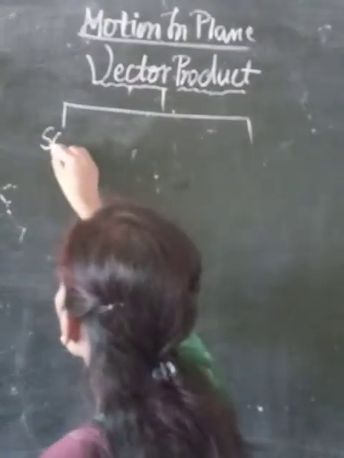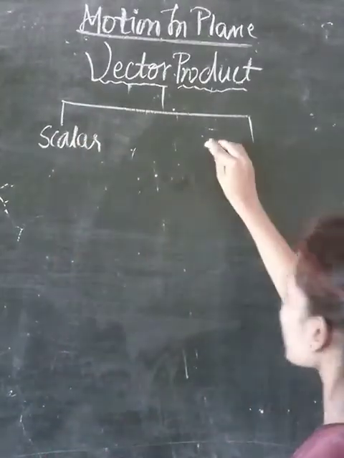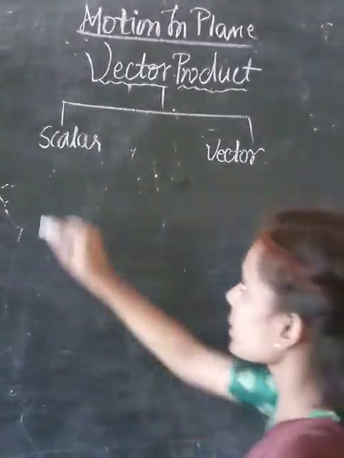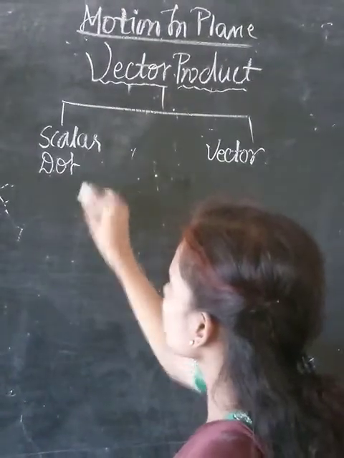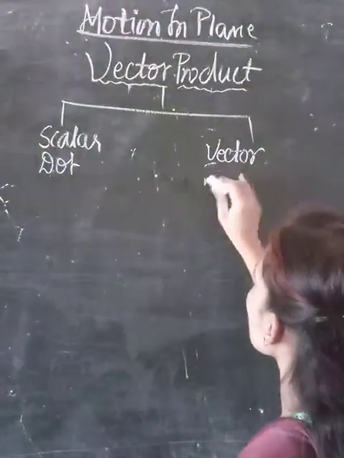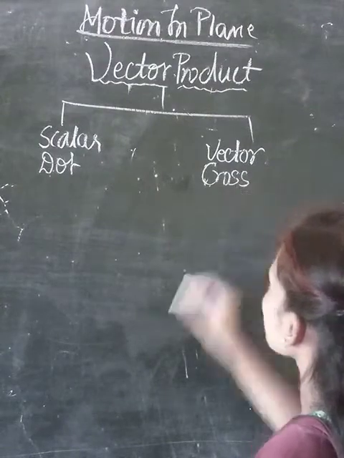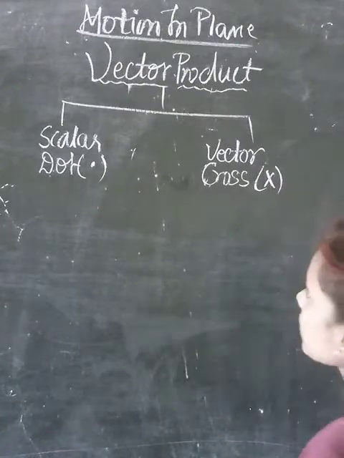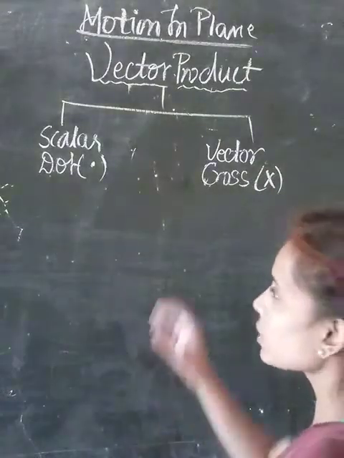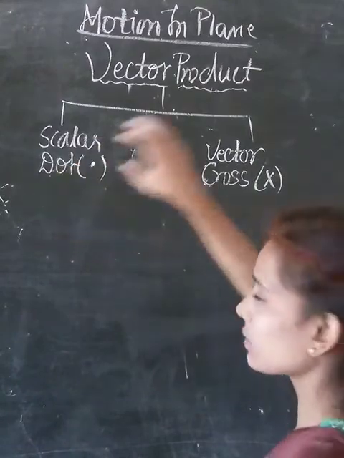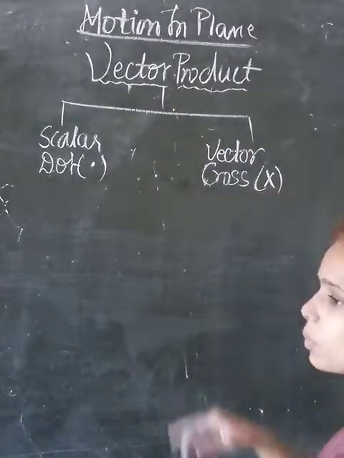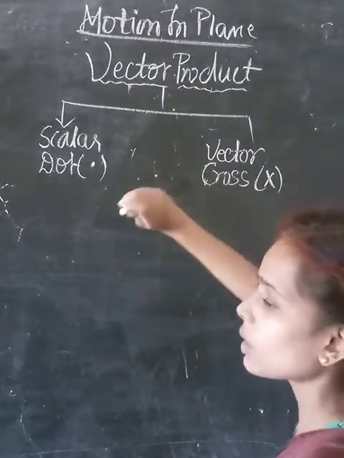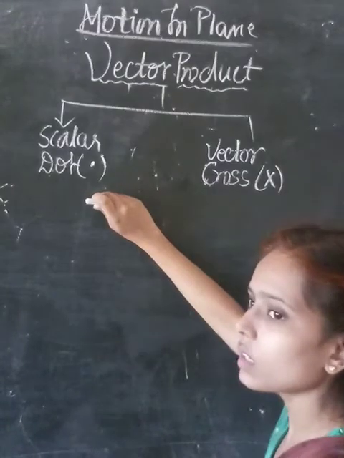First one is the scalar product, and the second one is the vector product. The scalar product is also called the dot product and the vector product is called the cross product. The dot product is shown with the help of a dot and the vector product is shown with the help of a cross. So multiplying two vectors can give a scalar quantity as well as a vector quantity. So it depends on the product. When the product is a vector quantity, it is the vector product, and if it gives a scalar value, it gives us the scalar product.